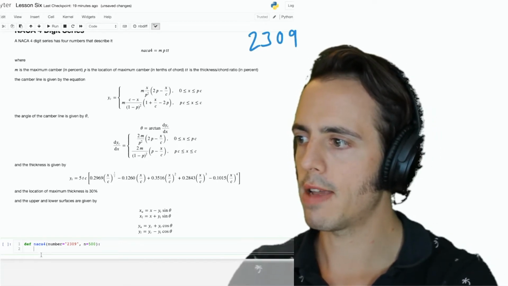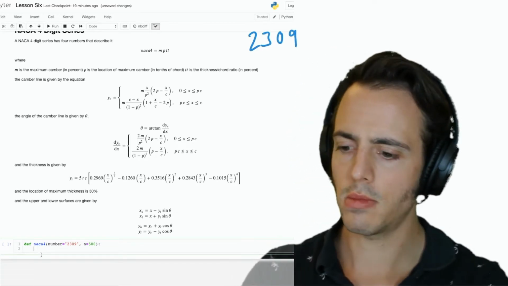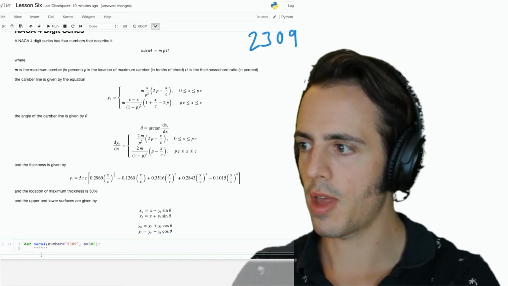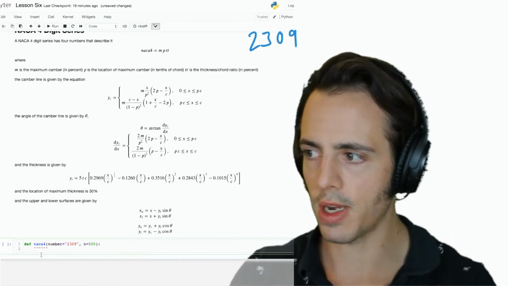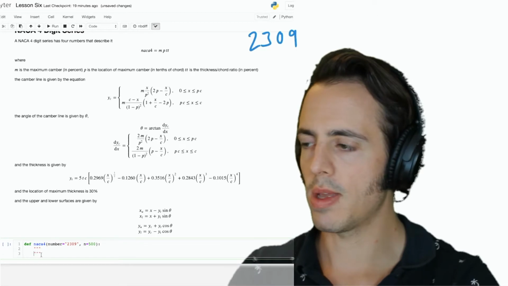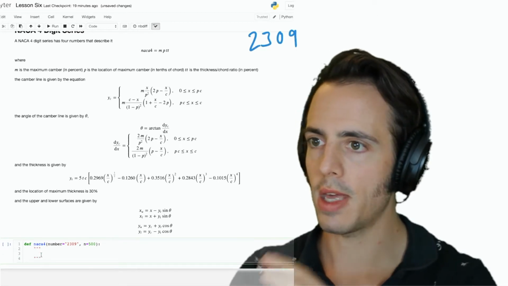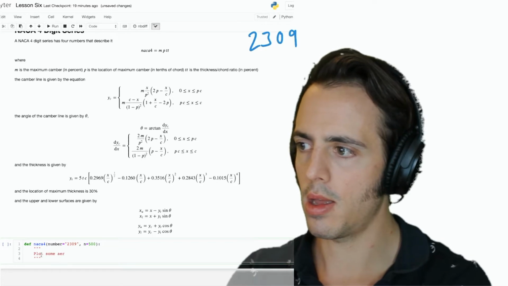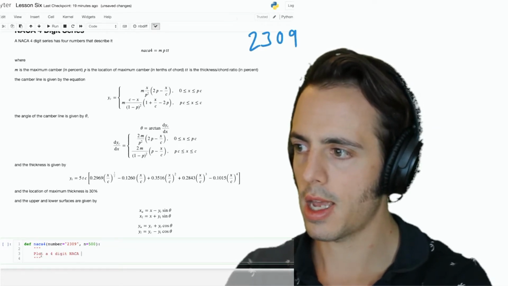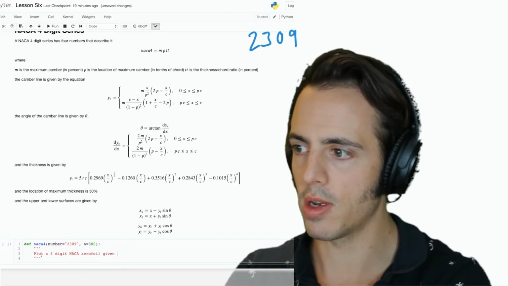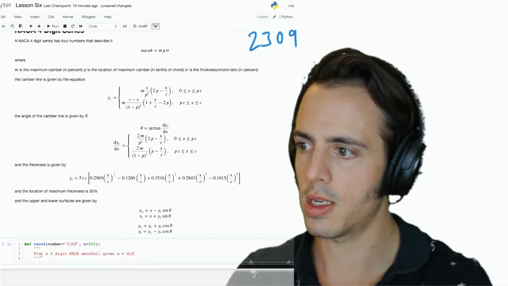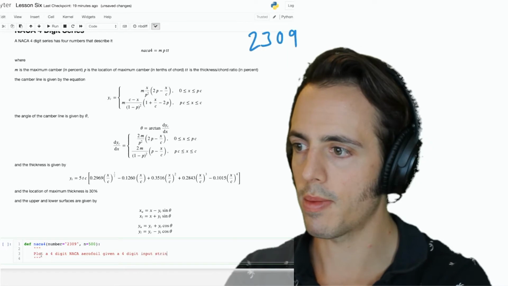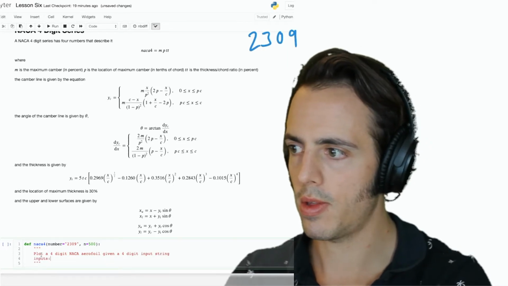So let's give this what's called a docstring, and we'll say what we'd like it to do. I put three quotes, and it will give me the three end quotes when I do that. And I'm going to say we want to plot a 4-digit NACA aerofoil given a 4-digit input string. So inputs.